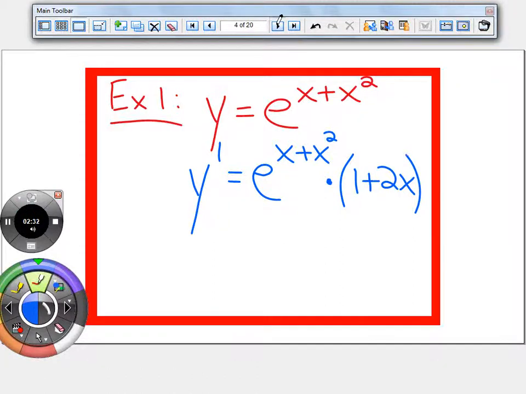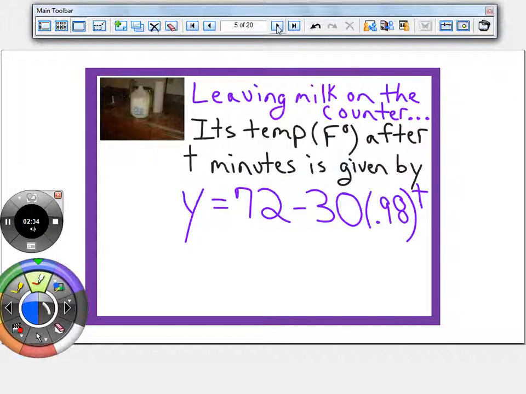Alright, next problem, a little bit of an application here. Let's say we left some milk on the counter, not really a good idea. And let's say its temperature in Fahrenheit after t minutes is given by this particular function. It's an exponential function because we've got the variable there as an exponent. We're going to answer several questions about this, so make sure you jot it down because I'm going to switch the slide for the questions.